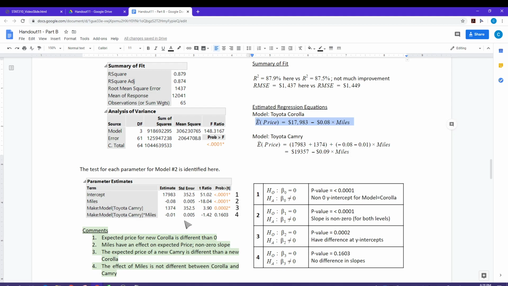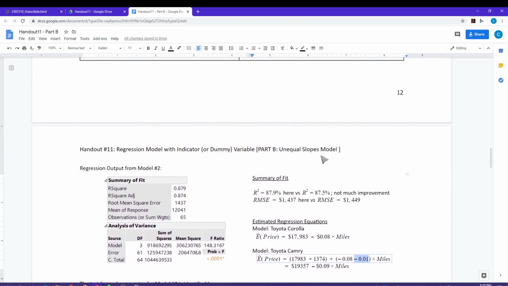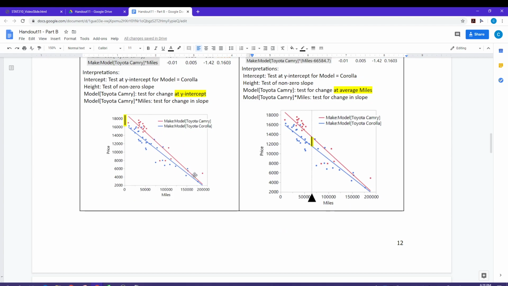So the effect of miles, or the slope, for the Camrys is going to be the 0.08 that I had initially, but then I'm going to subtract another 0.01 here. And that's where I'm getting 0.09. So that slope for the Camry is a little bit steeper than the slope for the Corolla. And you can see that in the regression lines. The red line is a little bit steeper than the blue line.